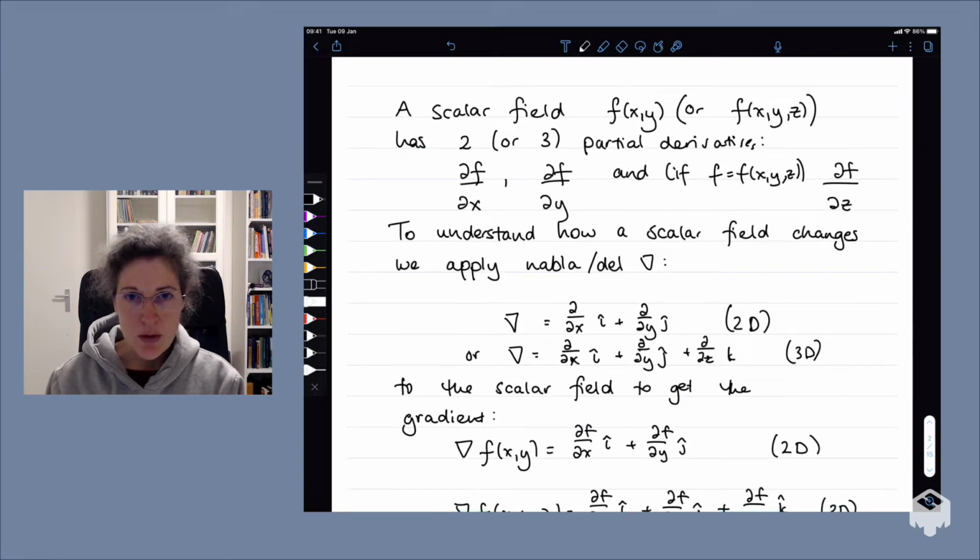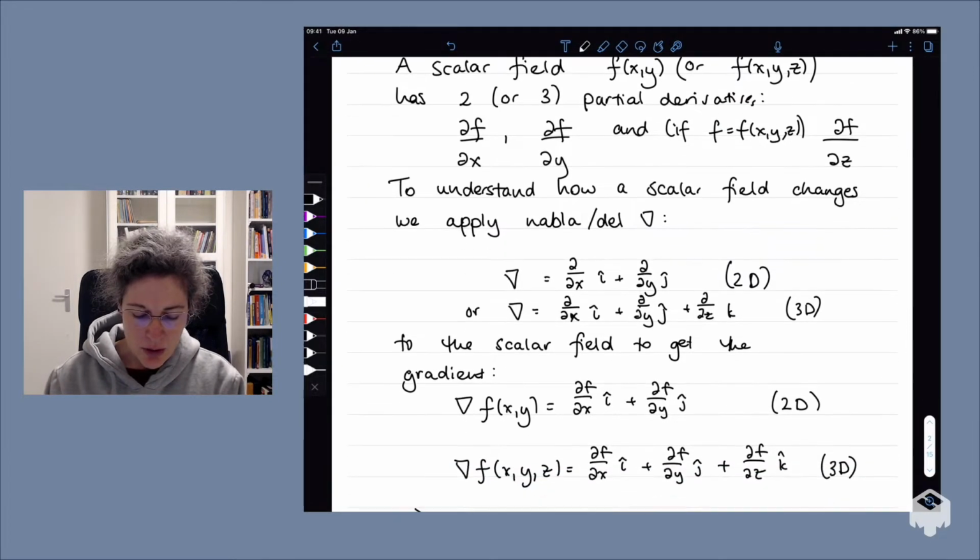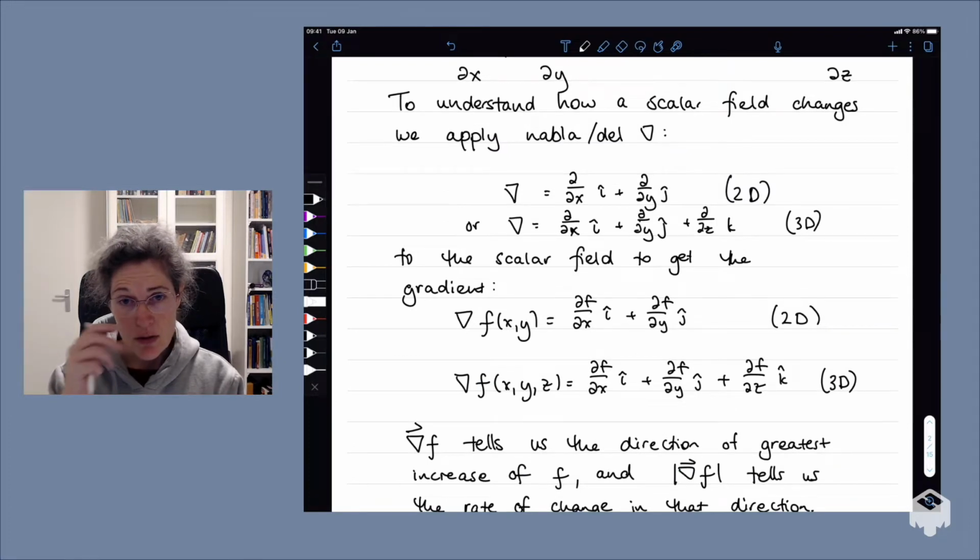Alright, so just to put what we're doing in this lecture in context, we spent a lot of time thinking about scalar fields, either in 2 dimensions, so f of x, y, or a 3-dimensional scalar field, which is a function f as a function of x, y, and z. And in those cases, our scalar field either has 2 or 3 partial derivatives, depending on which one it is. And in order to understand how our scalar field changes, or to get shape information, we wanted to have a look at the derivatives.